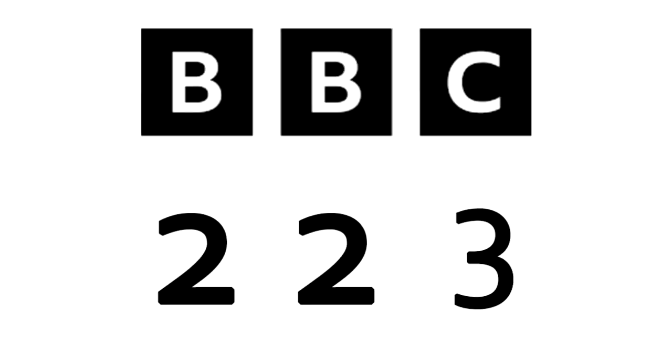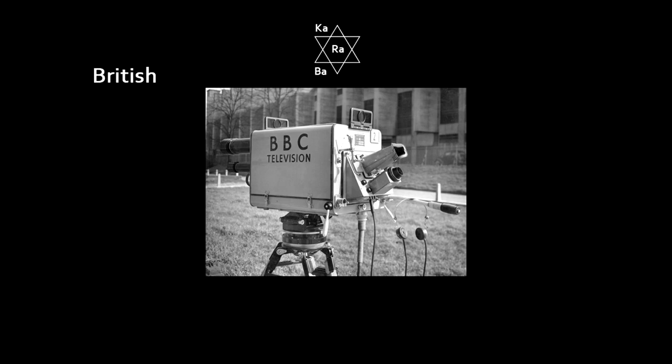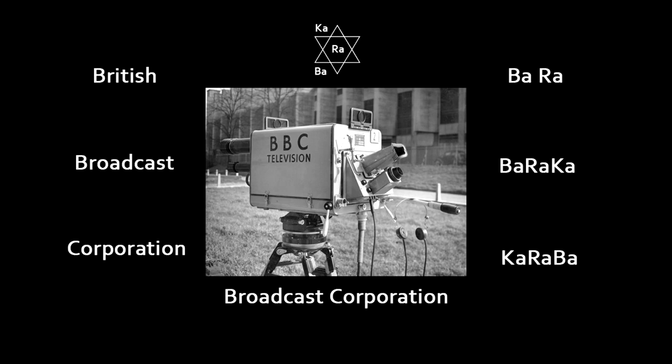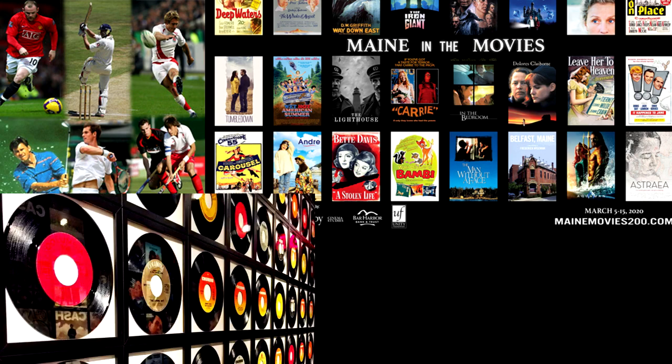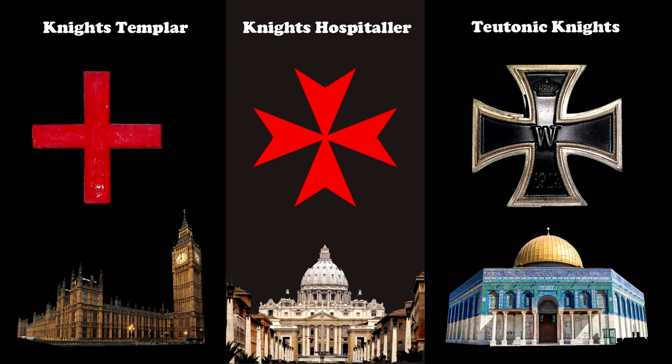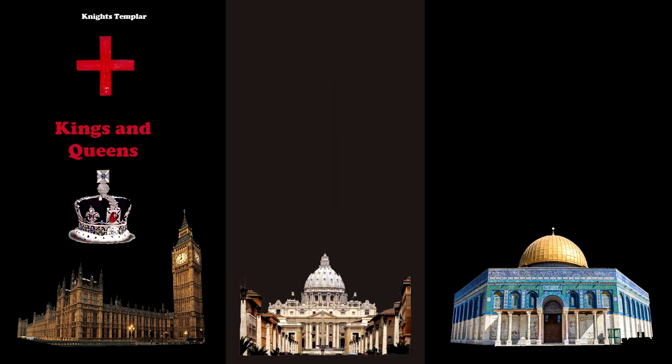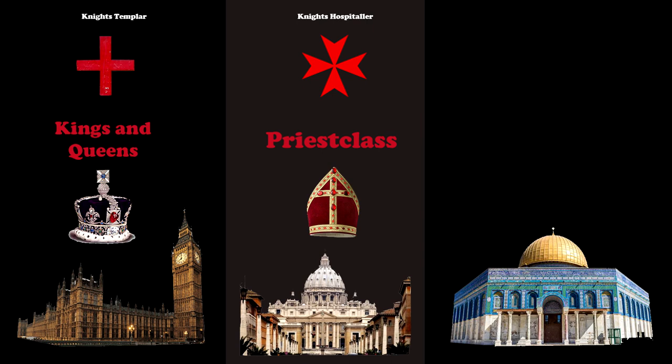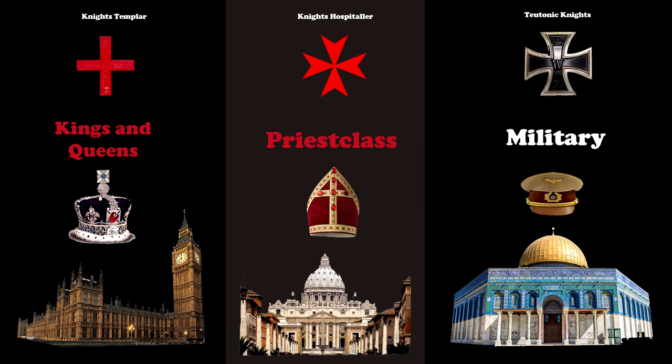In London we have the BBC, the Skull and Bone Corporation. The Abracadabra mind control machine. Sports, movies, music, news. Specialty number two, propaganda. So that gives us the three knighthoods: Knights Templar, Knights Hospitaller, and Teutonic Knights. So my guess is that London is providing the kings and queens, Rome the priest class, and Jerusalem the military.